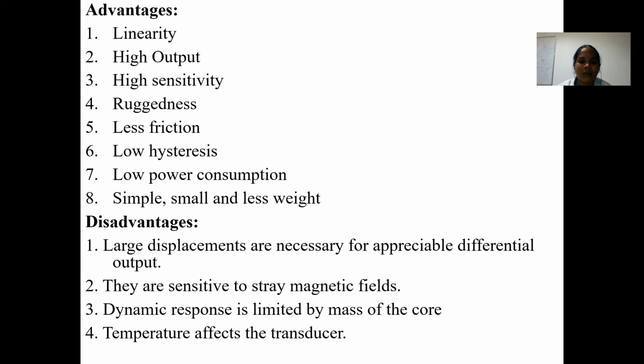But the disadvantages are that large displacements are necessary for appreciable output. Based on the displacement, the output varies, so to get an appreciable output voltage the displacement has to be large. They are sensitive to stray magnetic fields, as inductive coils are used. Dynamic response is limited by the mass of the core, and temperature affects the transducer.